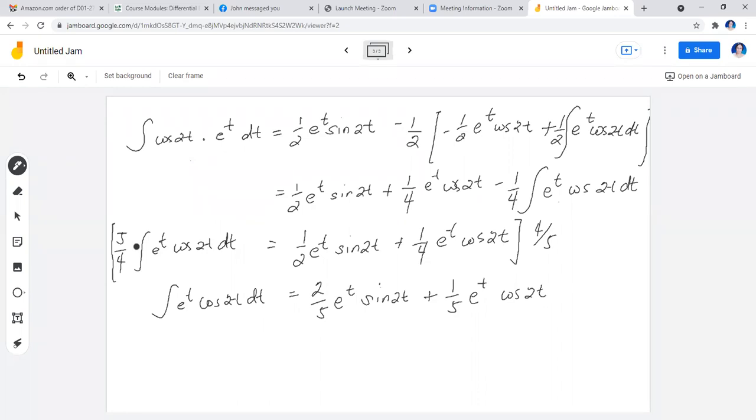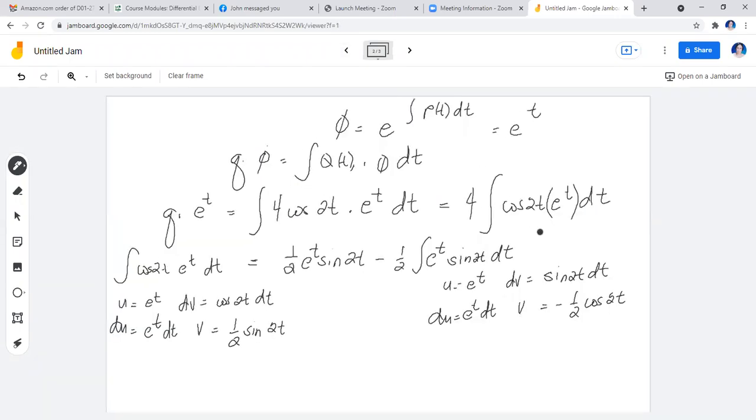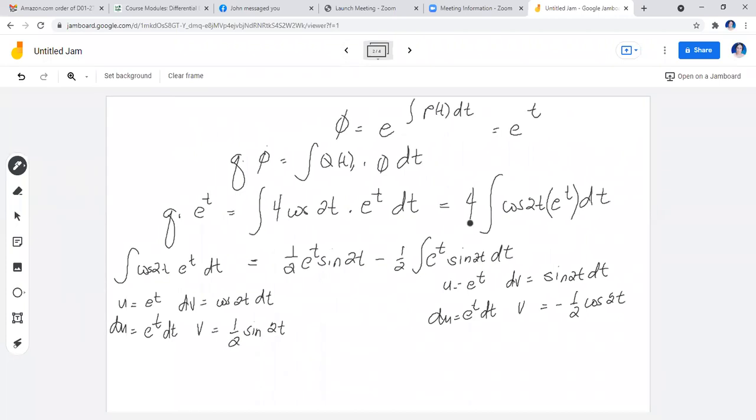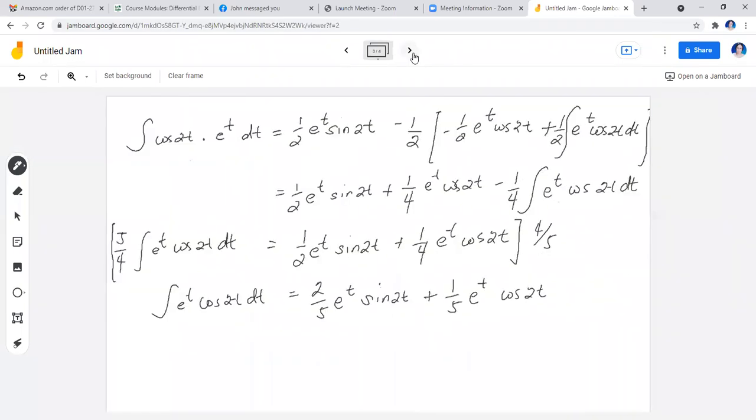Positive, correct. Okay. Now, this one will be substituted here in this side. And I will copy this one. So now I can write here on the next page, the q times the integrating factor is equal to 4, because we have this 4, and whatever is this one, the cosine, or rather the e raised to t cosine of 2t. And that is this one. So I will copy this.